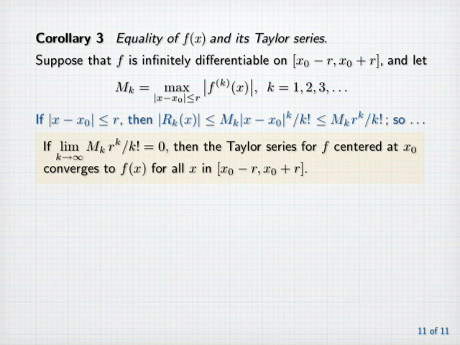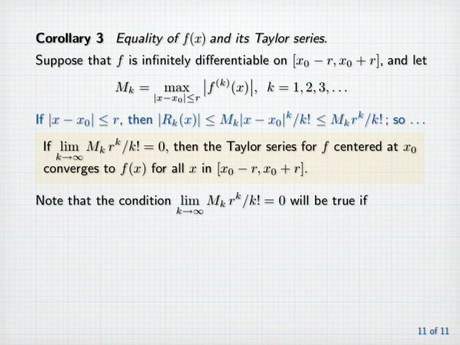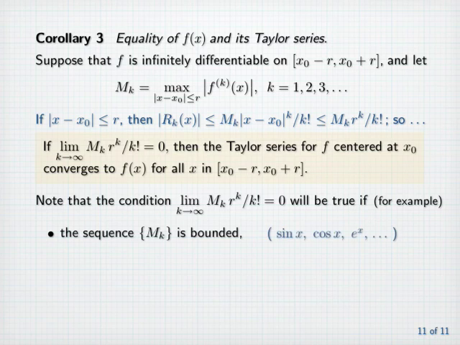So let's note that the condition, limit as k goes to infinity of M sub k times r to the k divided by k factorial equals 0, will be true if, for example, the sequence capital M sub k is bounded, which is true for functions like sine x, cosine x, e to the x, for any positive r. And note that this is exactly the assumption that we made in the previous lecture when we assumed that there was a bound on capital M sub k that was independent of k.